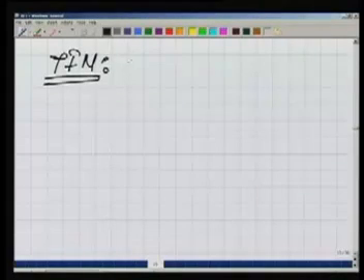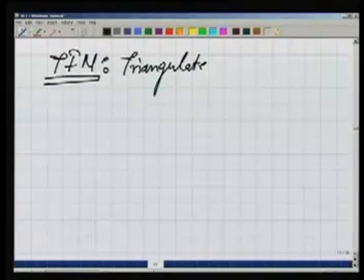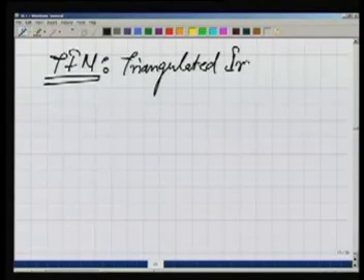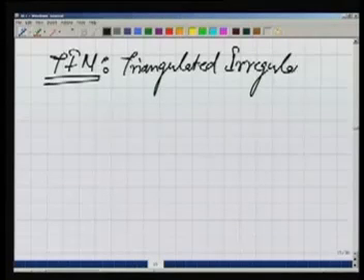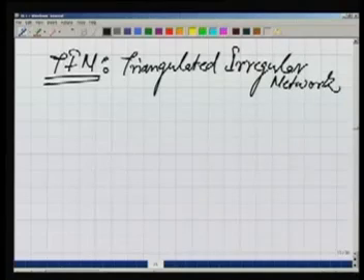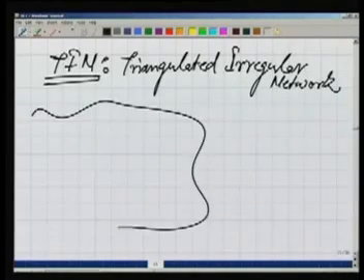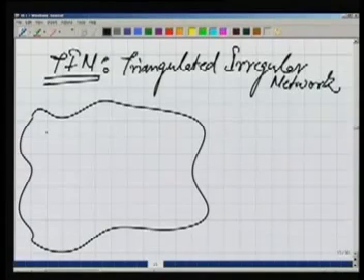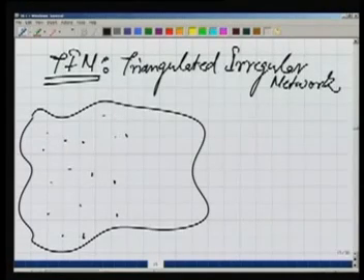TIN stands for triangulated irregular network. Now what is the meaning of that? The meaning is, if there is a ground, on that ground we have observed several points, we have observed the x, y, z of several points. We can do that using the total station.